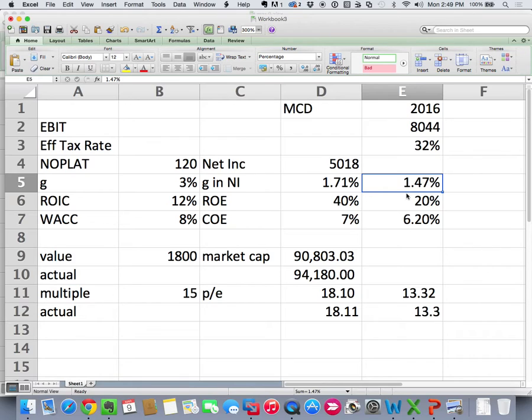What we now know, just by looking at the multiples, is we know that McDonald's is going to grow somewhere around 1.5% going forward. Economies around the world are growing at 3+% long term. They have a growth problem. It's showing up in their multiples. It's showing up in their numbers.